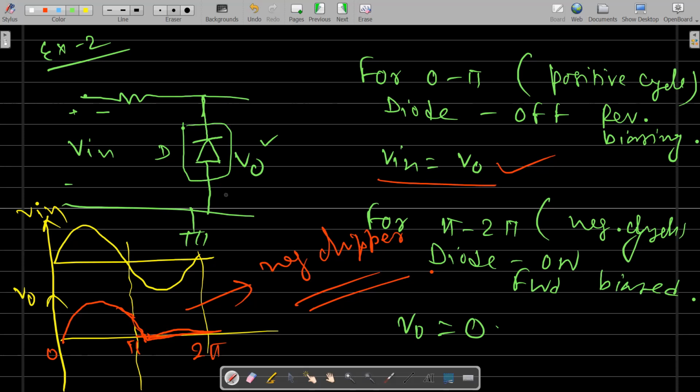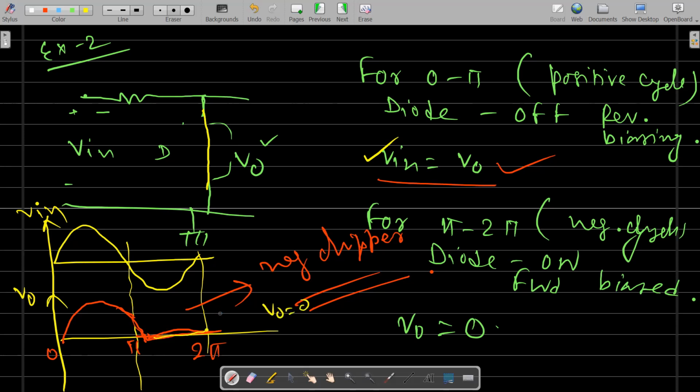Similarly, for the negative cycle, the diode will be forward biased, and you can replace the diode by a short circuit, similar to our previous analysis. So in the negative cycle, we replace the diode by a short circuit. For the positive cycle, we are getting output V naught equal to V in. And for the negative cycle, it is shorted, so V naught will be 0.